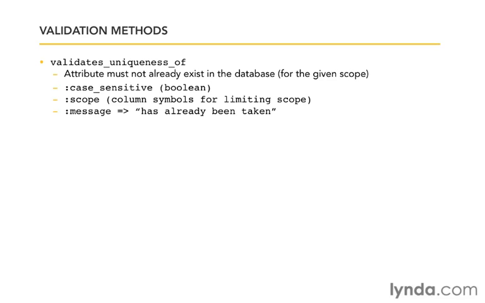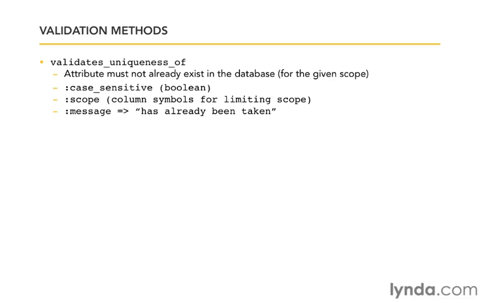So we want to make sure that a username can only exist one time in the database. So before we save the username John Doe to the database, we need to actually do a database query to see if there are any other John Does in there. So keep that in mind. Validates uniqueness of, unlike the other validations, will make a database call when it's doing its job. That's the only way it can know whether this value already exists.